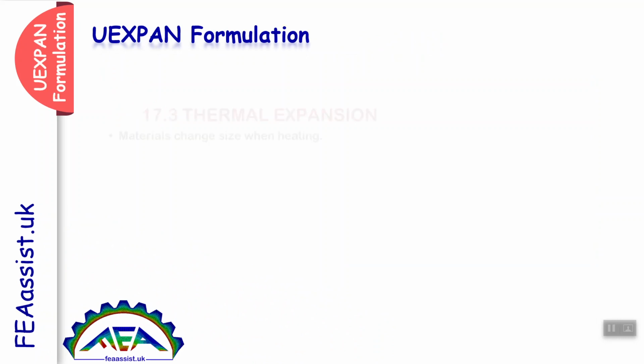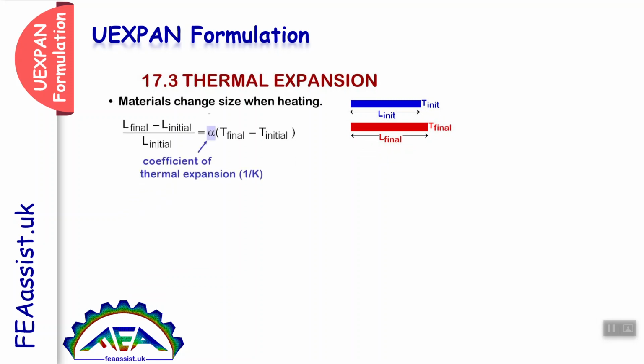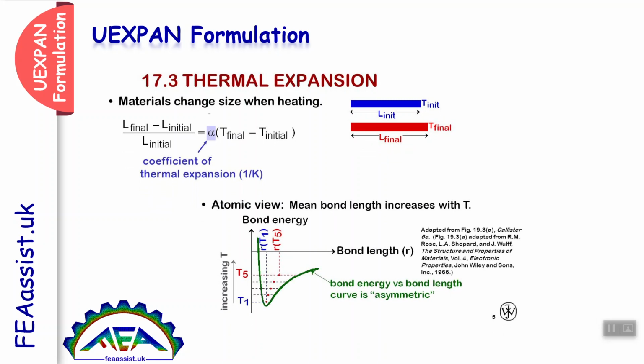UXPAN formulation. Materials change size when heating. If you increase the temperature of a sample, the length of the sample will increase. How much? It depends on the coefficient of thermal expansion. Why? If you look at the atomic view, you will find that the distance of atoms increases by heating. This is the reason for thermal expansion.